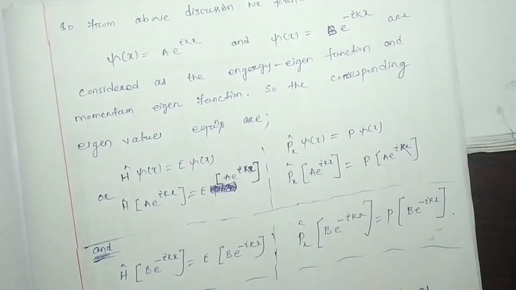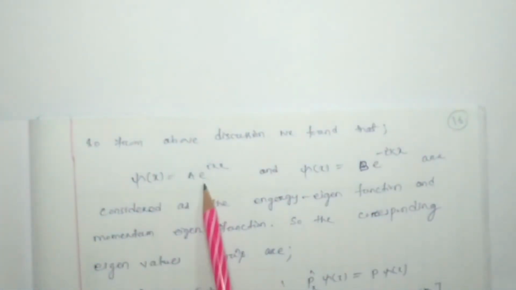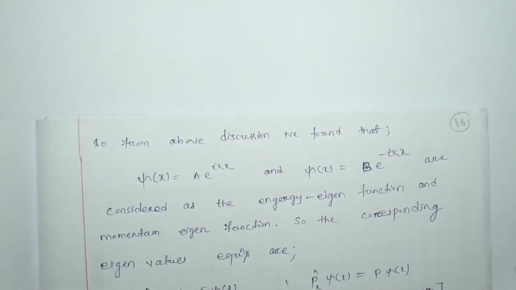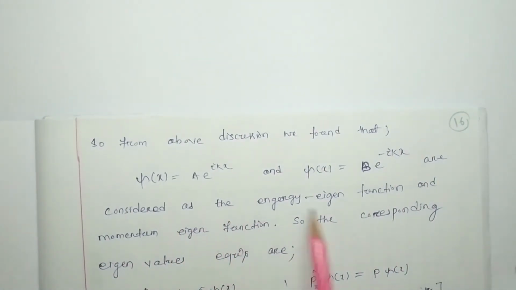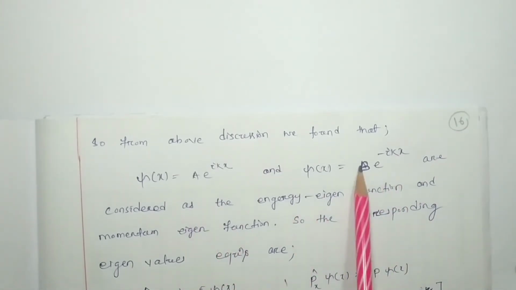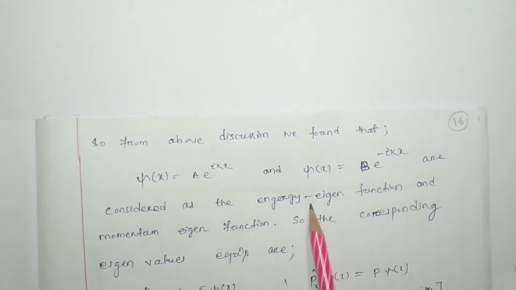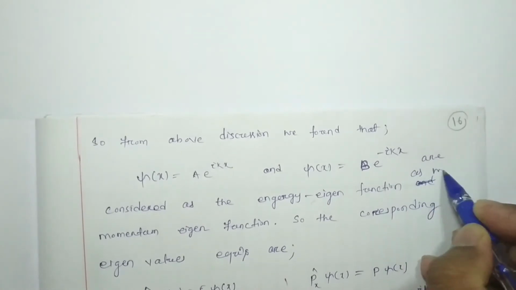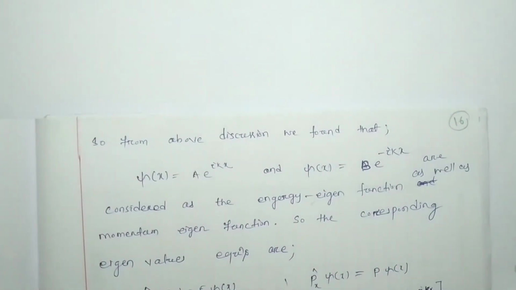So from the above discussion, what we found is that psi x equal to a e to the power ikx and b e to the power minus ikx are considered as the energy eigenfunction as well as the momentum eigenfunction. Both, this and this, are considered as energy eigenfunction, as well as momentum eigenfunction.